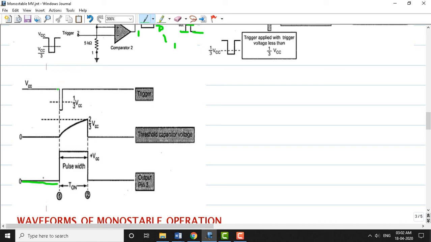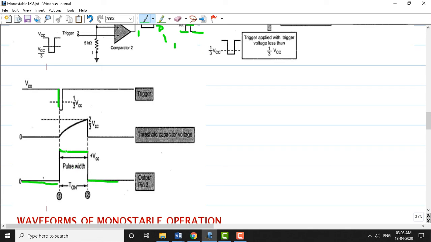So once a trigger pulse is applied at this timing instant, you can see that the output changes to high level here. The capacitor keeps charging. Once the capacitor voltage reaches 2/3 VCC, all of a sudden the output voltage drops to the normal state here. This is called a quasi-stable state.